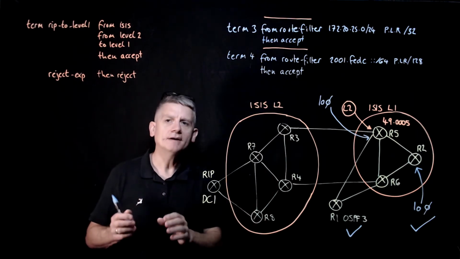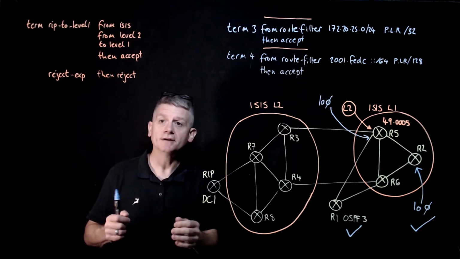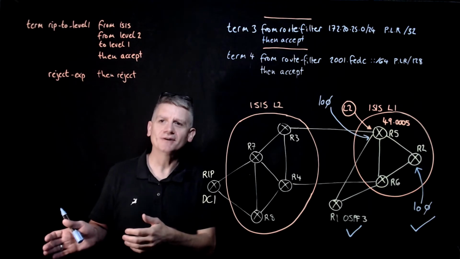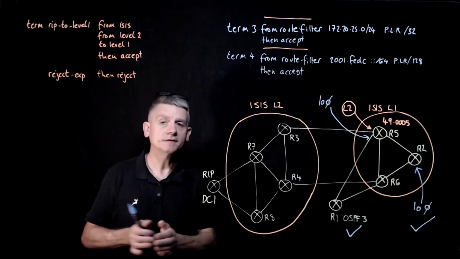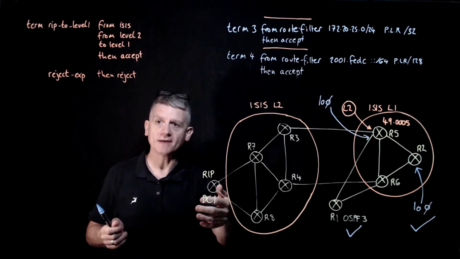And if you remember, externals in level 1 don't normally pass to level 2. It's one of the unusual things about ISIS when compared with OSPF. Those externals don't normally propagate from level 1 to level 2.